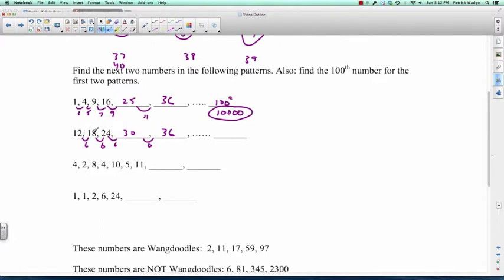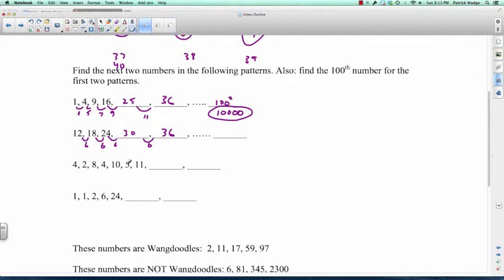Maybe it goes up by 6 and up by 6, and then it goes up by 12 and up by 12. I don't know who designed this pattern, but I think it's safe to assume, as an educated guess, that it keeps going up by 6, by 6, by 6. That's inductive reasoning. We don't know for sure. But let's assume this is correct. Now we have to get the 100th.